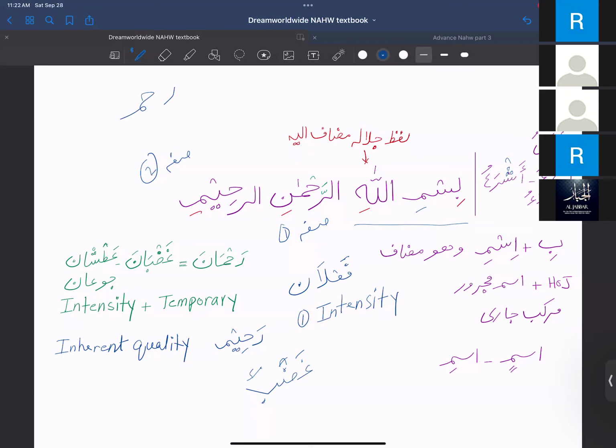So why has Allah subhanahu wa ta'ala used two words, two ism, which have the same root letters? Rahman, Rahim. Any other attribute of Allah could have been used. So why did he choose two ism which have the same root letters? Because one is temporary and one is exactly permanent.